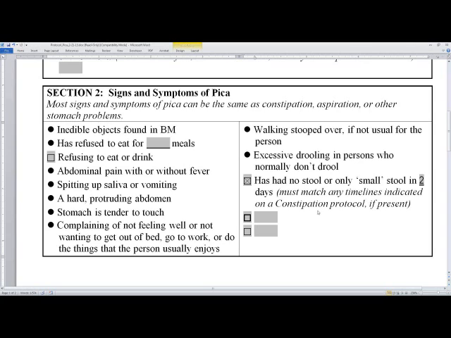We couldn't think of any situation where you would have a different response on different protocols, because how are the staff to know, well, this no or only small stool in 2 days was because of pica, but this one in 3 days was because of constipation, and which protocol do they follow? So we would expect that they would match, and they would essentially be following both protocols in that situation.